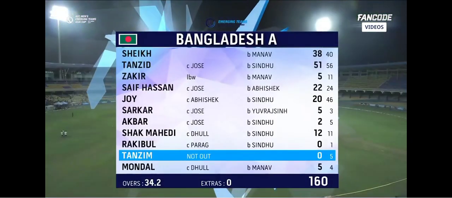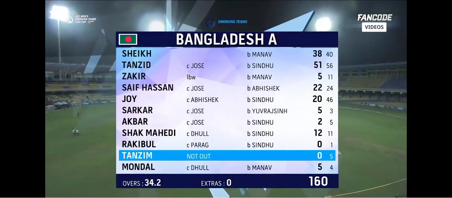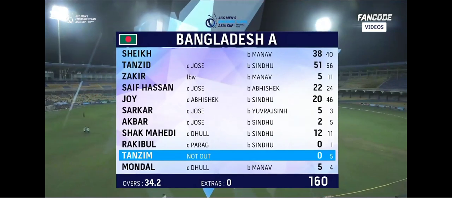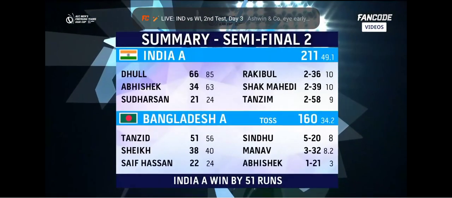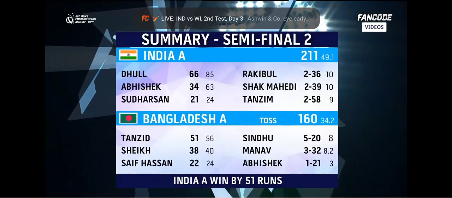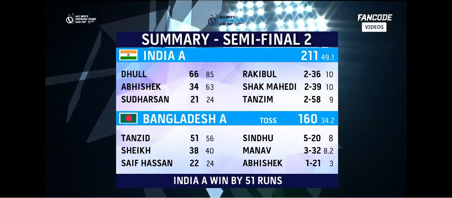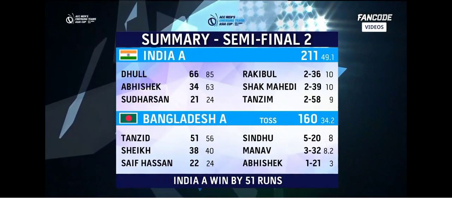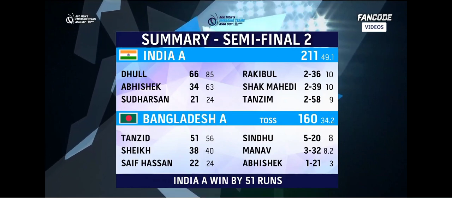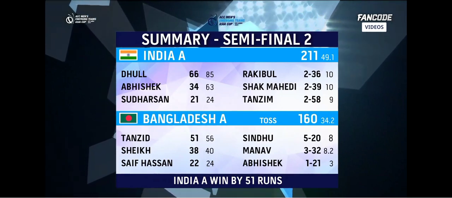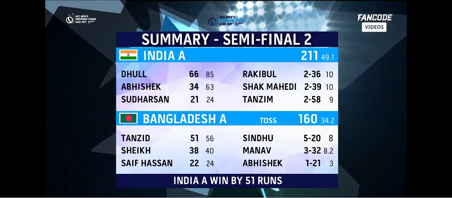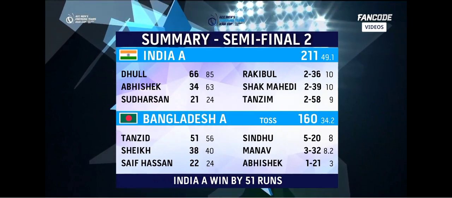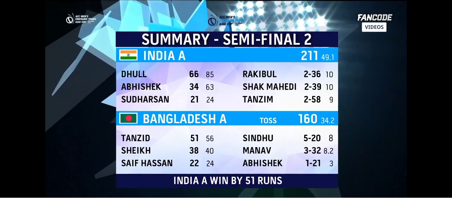Bangladesh bowled out for 160. Look at that, Sindhu. Superb effort from him, and how they have handled the pressure here. India A, put into bat, were all out for 211. Dool getting 66. Rakibul and Shak Mahedi getting 2 wickets. And then Bangladesh, bowled out for 160. Super performance from Sindhu, 5 for 20, and Manav picking up 3.